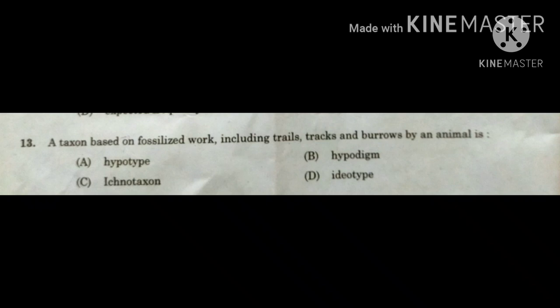A taxon based on fossilized work is known as ichnotaxon. That is option C. Idiotype is a type specimen explained by an author, but it is collected from a region other than the region described by the author. So the correct option for this question is option C, ichnotaxon.